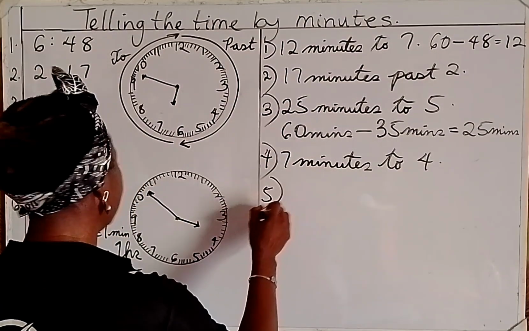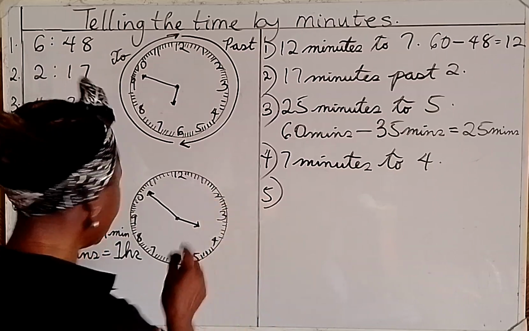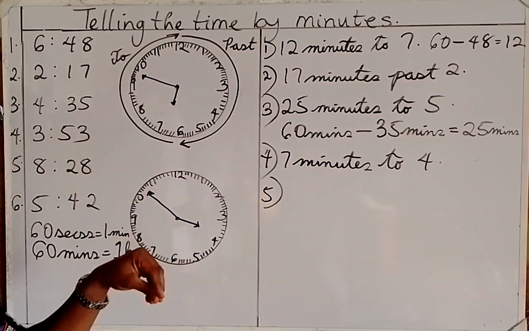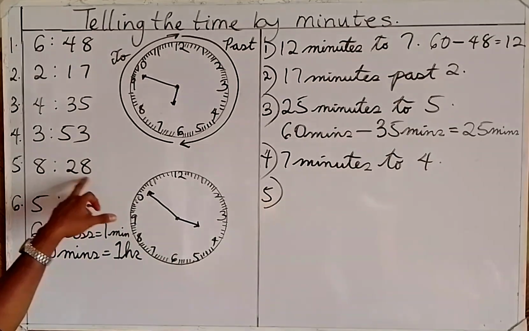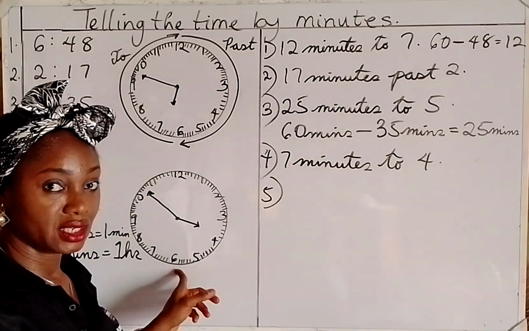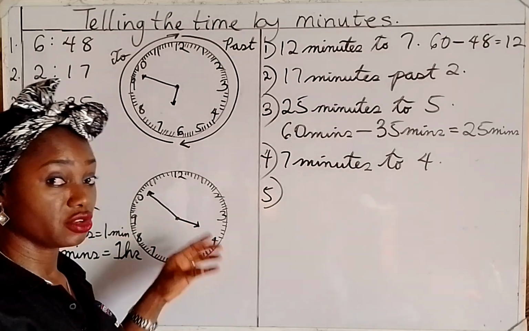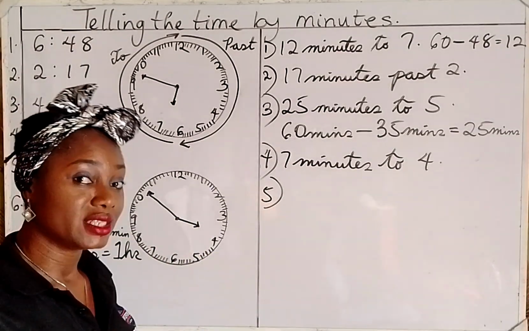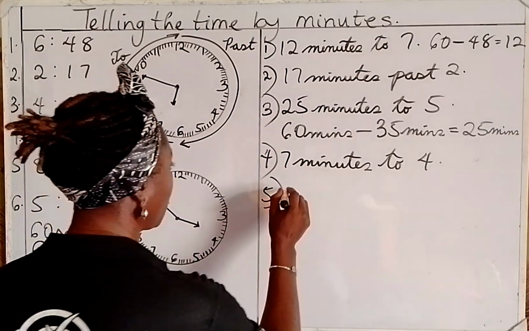Question 5 is 8:28. 8:28 is past, right? It's still past 8. And 28 still falls within the range of 0 to 30 minutes. So we can say that the answer still remains 28 minutes past 8.